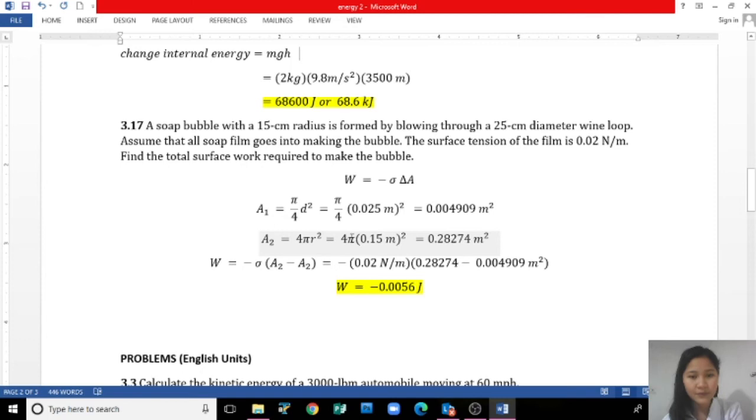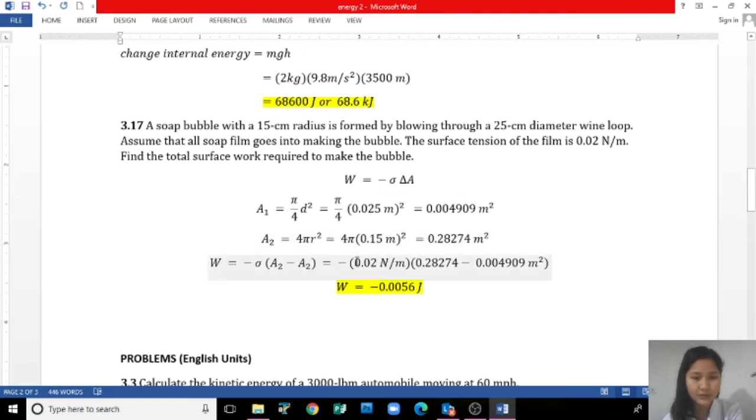From the problem, the given radius is 15 centimeters. So we have to convert this into meters. So it is equal to 0.15 meter. Performing the operation, the area 2 is equal to 0.28274 square meters. Since we already have the two formulas, we're just going to substitute them into the equation.